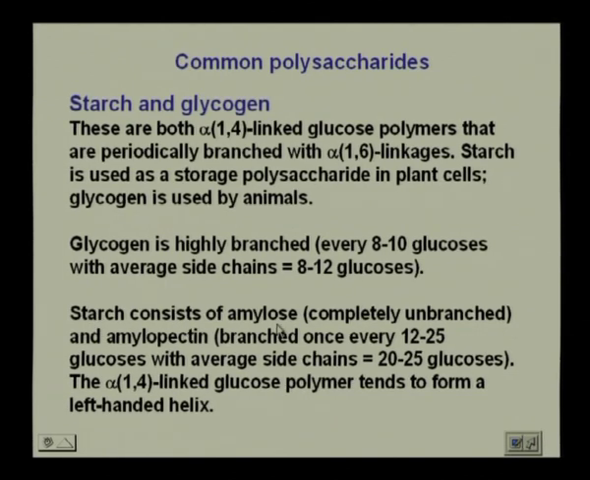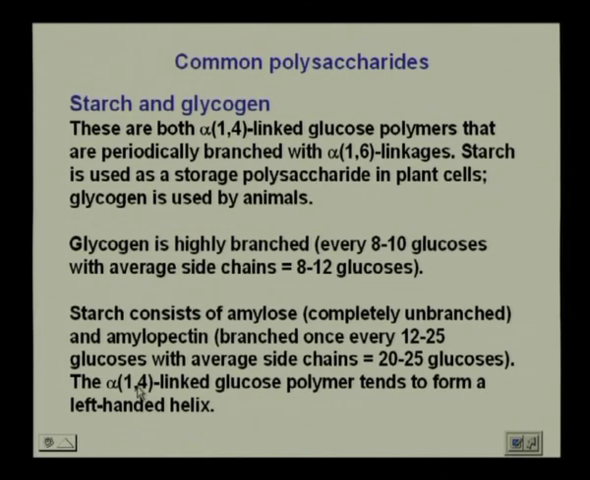Starch consists of amylose, that is completely unbranched, and amylopectin, branched once every 12 to 25 glucoses. So, an unbranched polysaccharide, a homopolysaccharide, why? Because it has the same units. An example of an unbranched homopolysaccharide is amylose. Okay? And these are examples of branched ones.